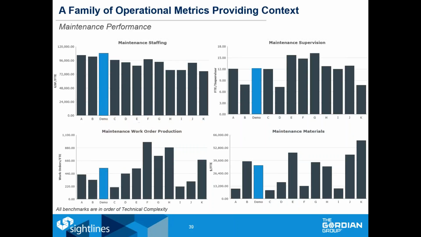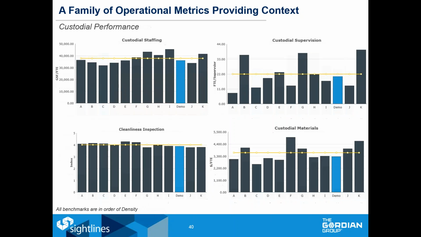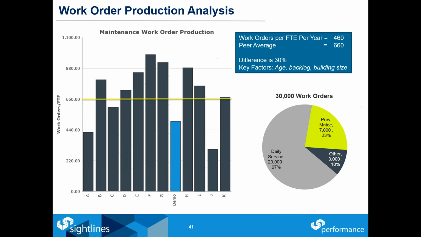We never rely on one benchmark to tell the story, and oftentimes when institutions do that, when they focus on one metric, they make the wrong conclusions from that metric. So everything that we do is presented in the context of several other metrics. In this case, we are looking at maintenance, and when we're telling the maintenance story, we're looking at staffing, supervision, materials, and work order output. Combined, that paints us a picture of what's happening with the maintenance function. We do the same thing for custodial, and we do the same thing for grounds as well.